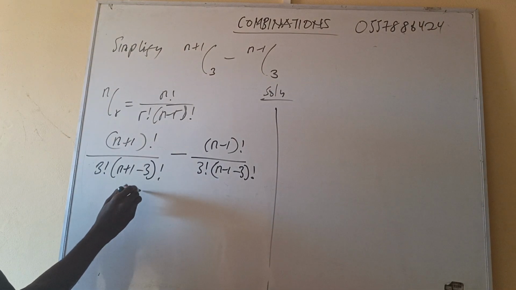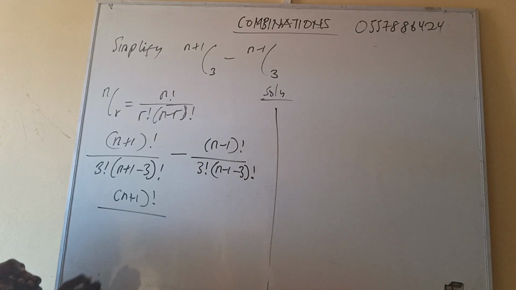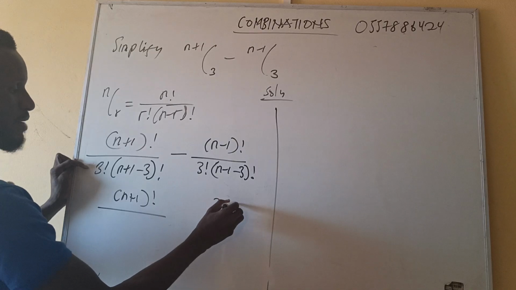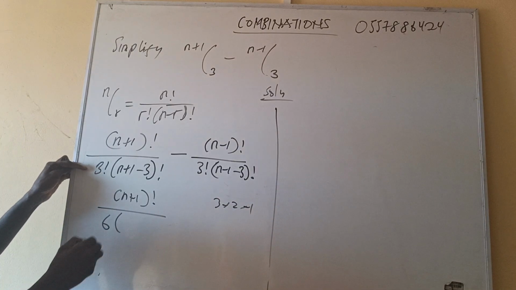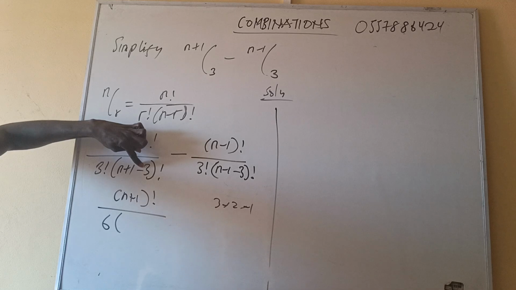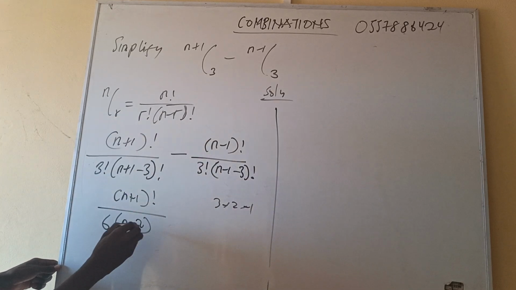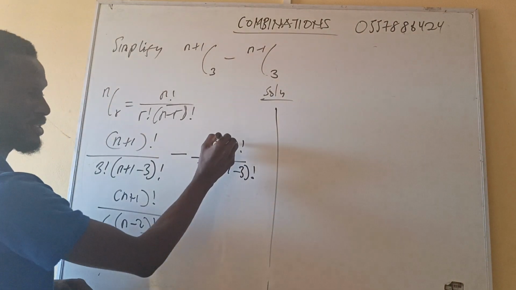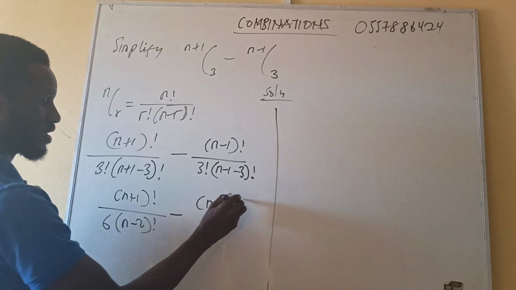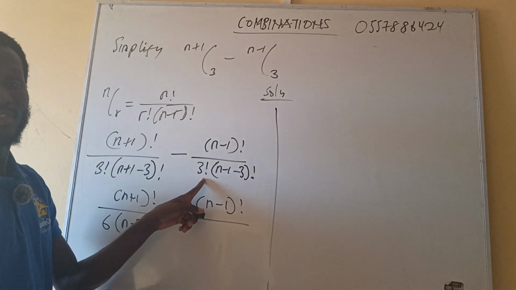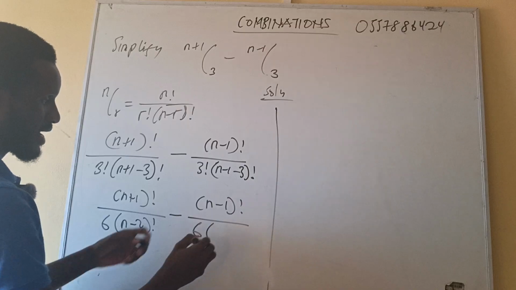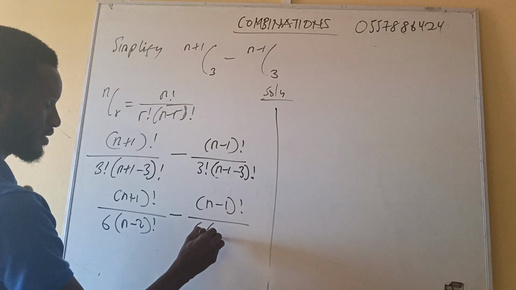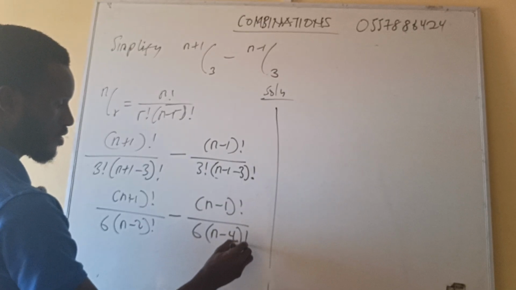Now we are coming to simplify this one. I'm going to get n plus 1 factorial divided by 3 factorial. 3 factorial is the same as 3 times 2 times 1, which is 6. Now, n plus 1 minus 3 will give us n minus 2, so we have n minus 2 factorial. Now, minus the numerator here, we have n minus 1 factorial. The denominator has 3 factorial, which is 6. Then I have n minus 1 minus 3, which gives us n minus 4 factorial.